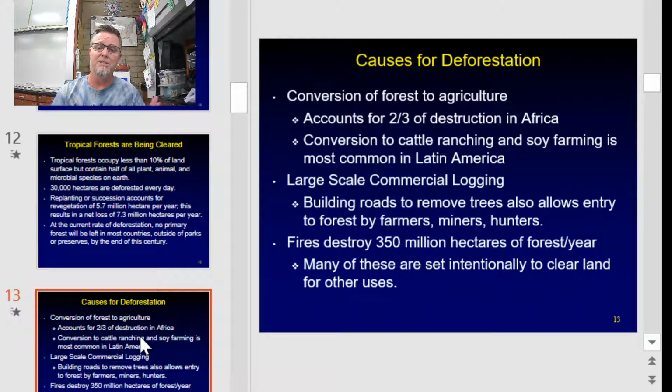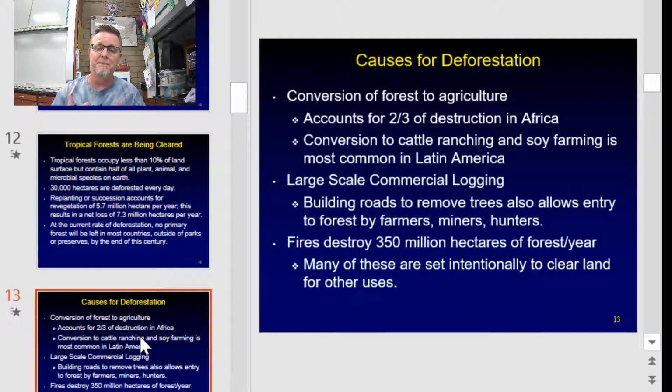That's where large expanses of forests are removed and they're replaced by rows of crops or flocks of sheep and cattle. Conversion of forest to agriculture accounts for 2/3 of the destruction that we see in Africa. The African savanna and the forests of Africa, they can't recover quickly at all.